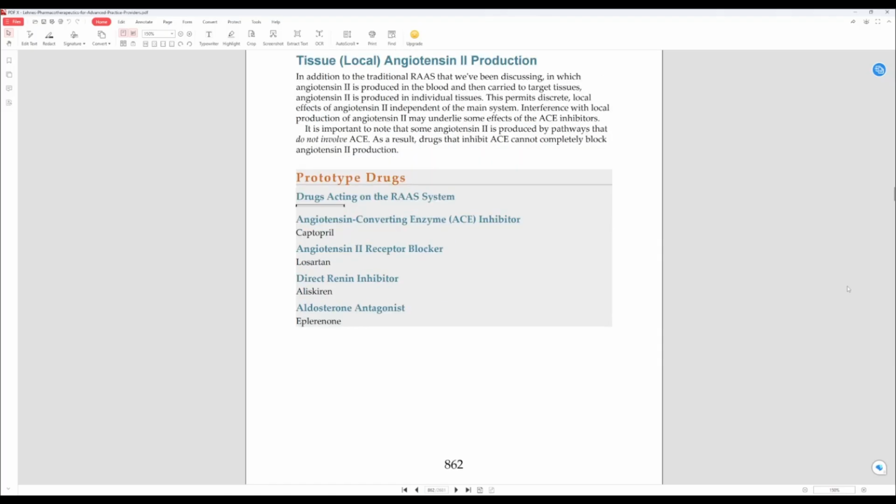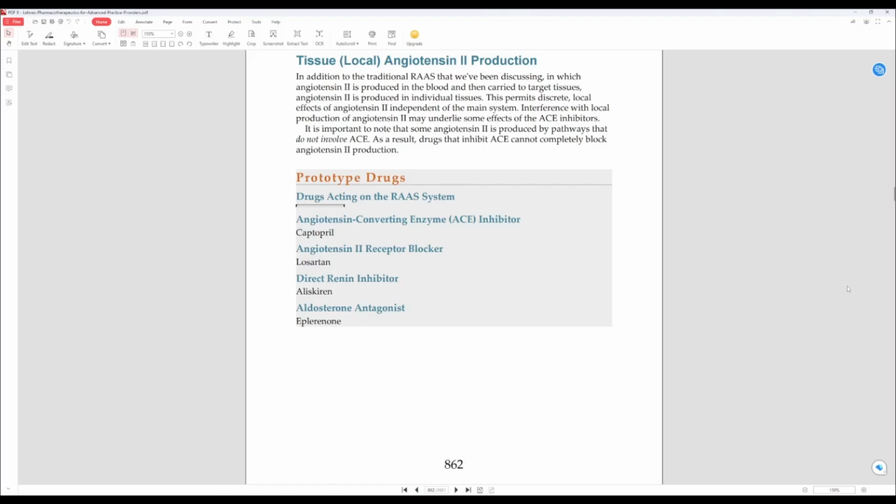So, local tissue angiotensin II production. In addition to the traditional RAS that we've been discussing, in which angiotensin II is produced in the blood and then carried to target tissues, angiotensin II is also produced in individual tissues.